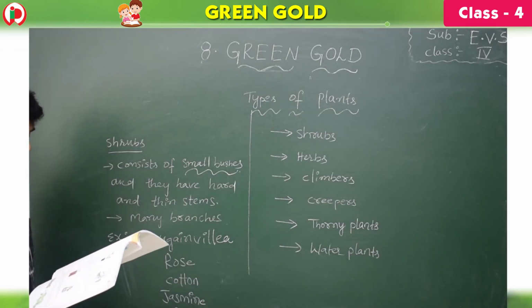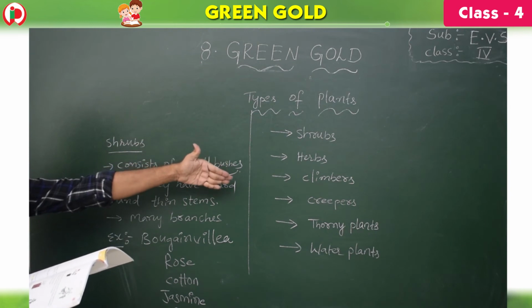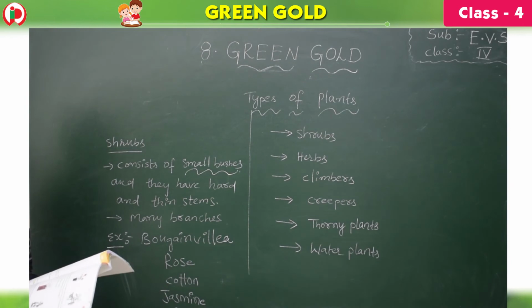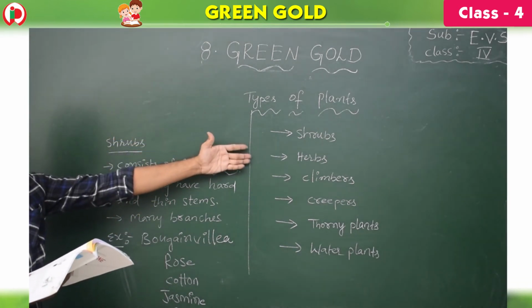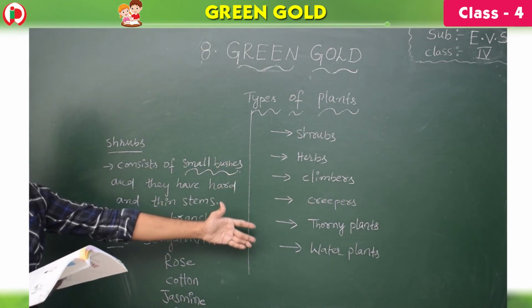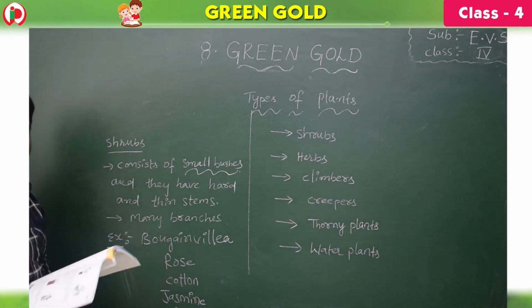Children, now see the types of plants: shrubs, herbs, climbers, creepers, thorny plants, water plants. So these are the types of plants, children. First one is shrub, second one is herb, third one is climbers, fourth one is creepers, fifth one is thorny plants, sixth one is water plant. Now see the shrubs first.